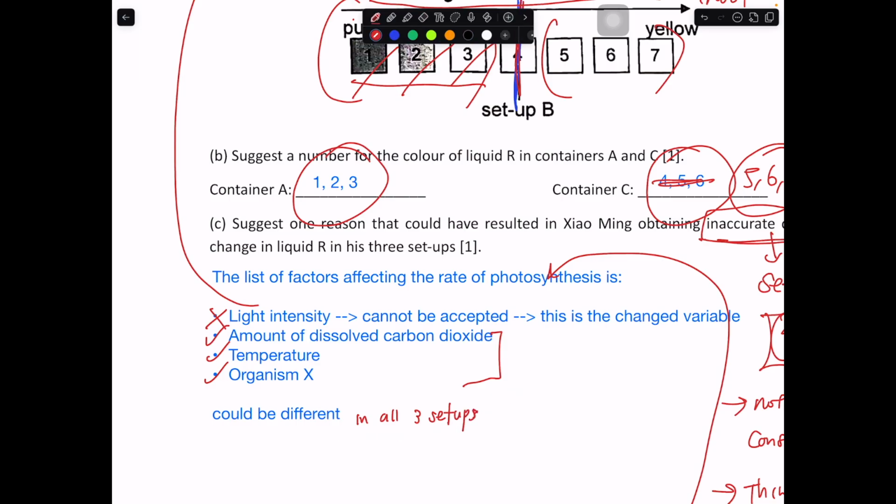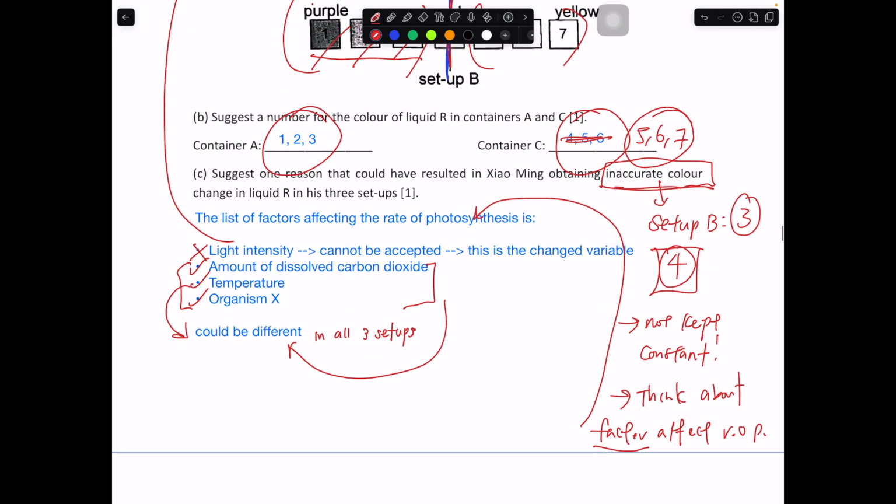In all three setups could be different. Okay, or you can say temperature could be different, organism X could be different, but you cannot say light. Light is already different. That is something that they're testing. So all these trees are just paired. Either one of these can be used as an answer. So this part is pretty straightforward.